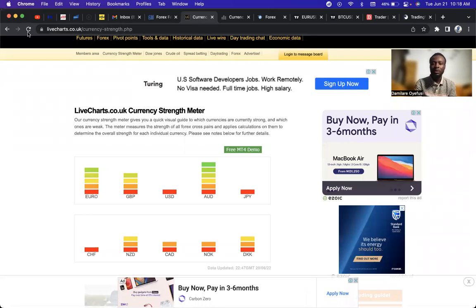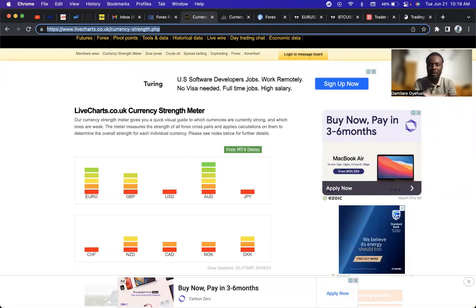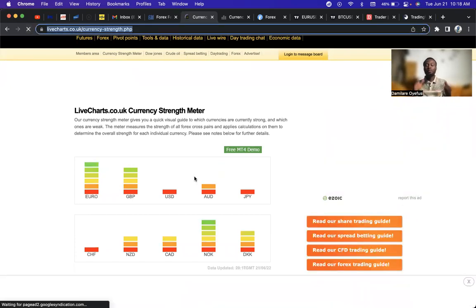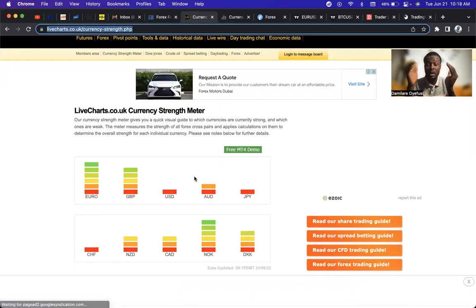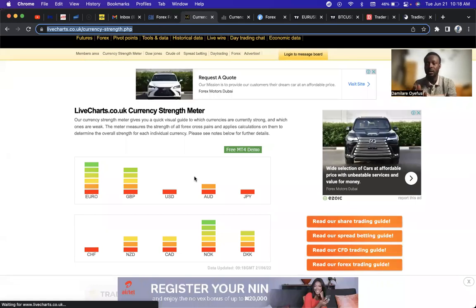All right, I'm going to use this website. We call it livechart.co.uk/currency strength. Let me put it on the chart, not to stress you, so you can just copy and paste it in your browser. Once I reload this web, this puts me in the knowledge space of knowing which currency is strong and which one is weak, because what we do is trade the strength against the weakness.